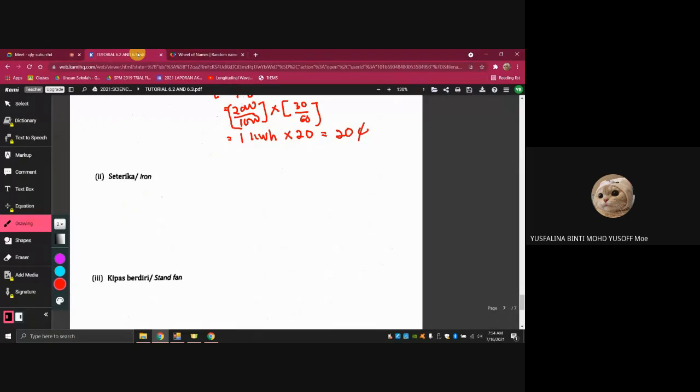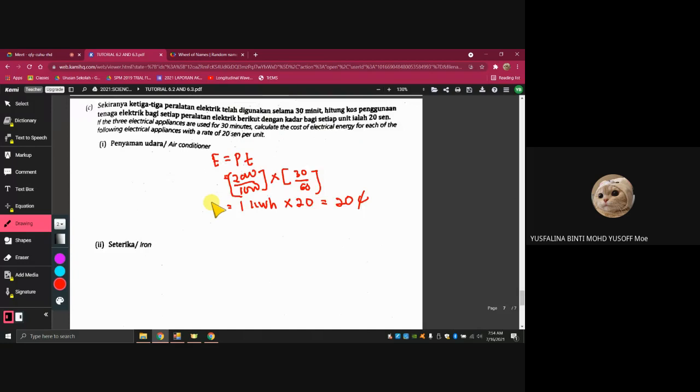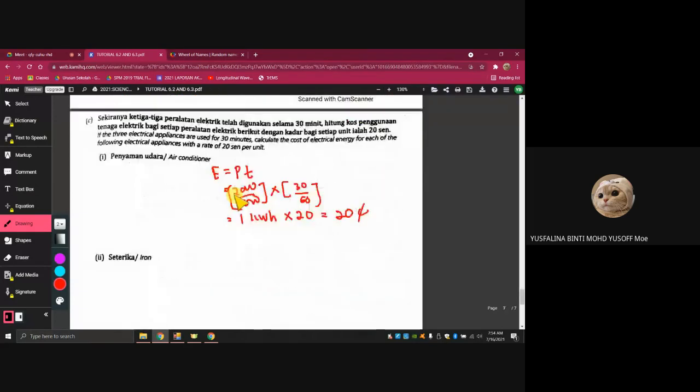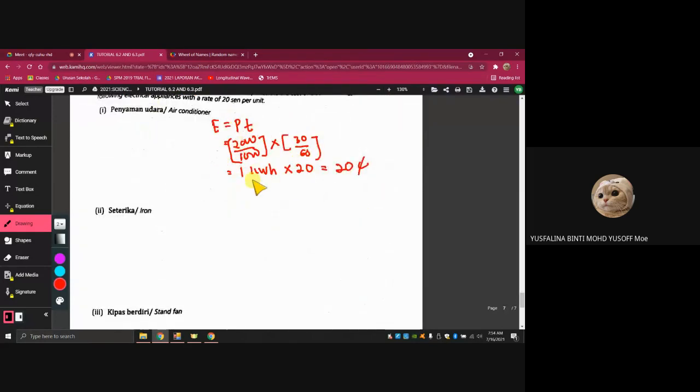So the next one is Lua Ming Sun. Okay, so what's the answer for 2? The iron. So what is the power of the iron? 1000. All right, so how do you want to calculate the cost of the electrical energy for the iron? It is the same as number 1 here. You have to change to kilowatt first, and the time should be in hour. So just use the same method to find the iron.